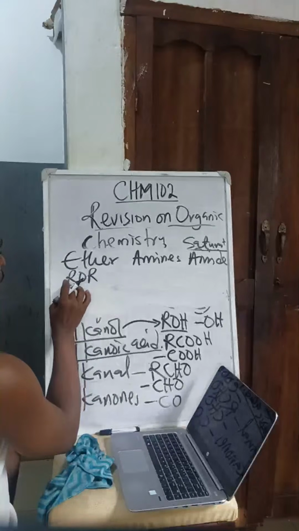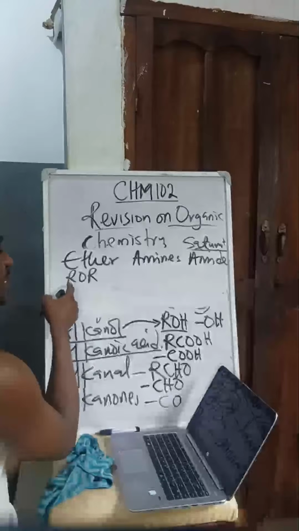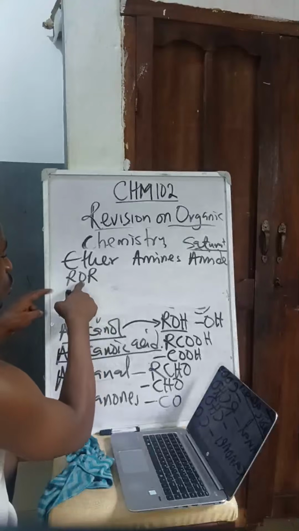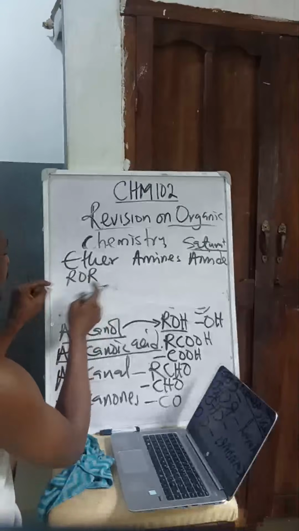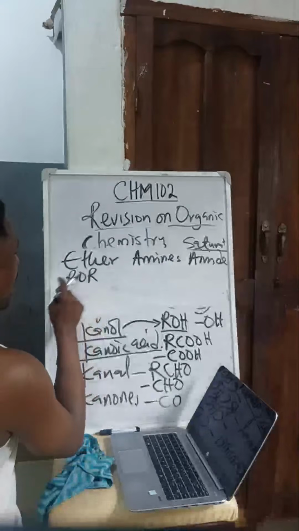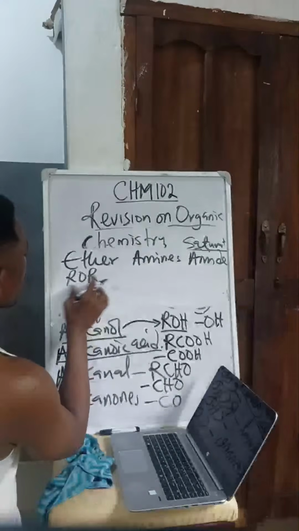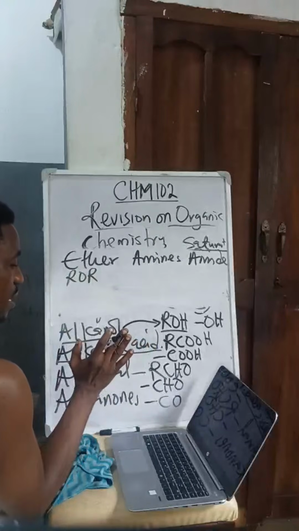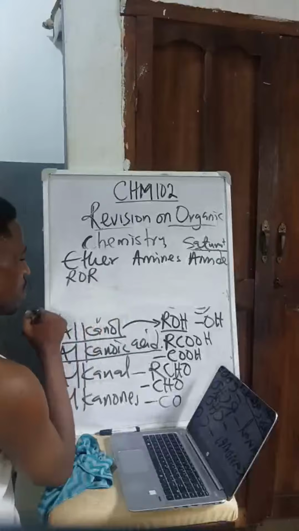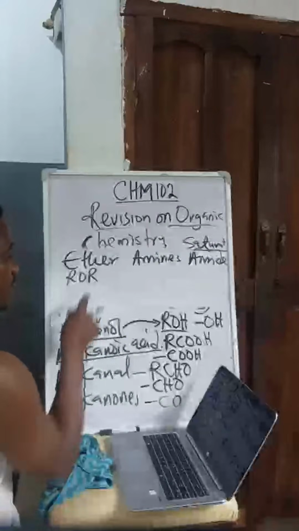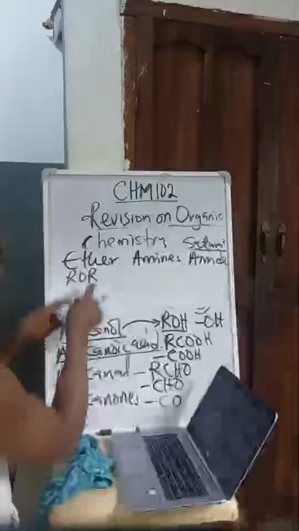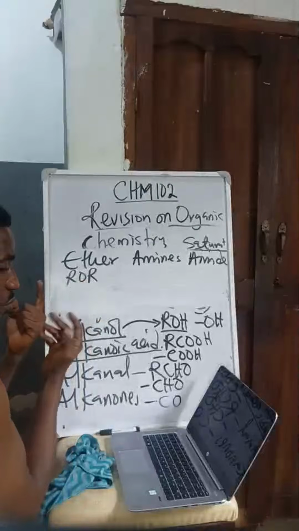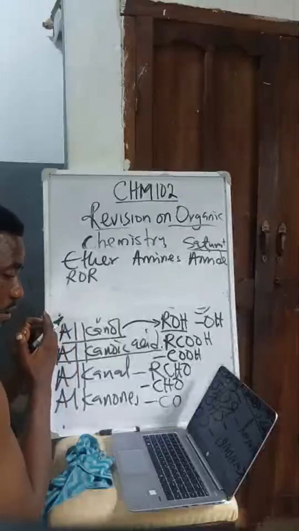And it is R, which is an alkyl group. An alkyl group attached to O is an ether. We can say this is called alkoxyalkane, or epoxide. Okay, dialkyl ether. This thing here is alkyl, alkyl ether.